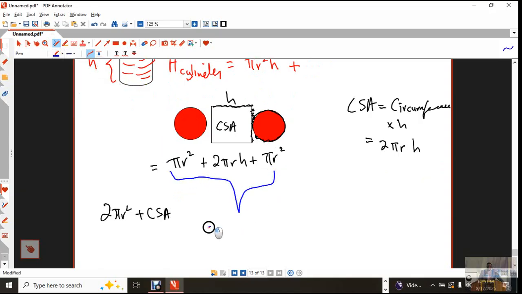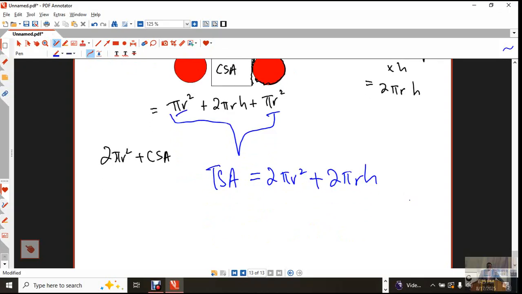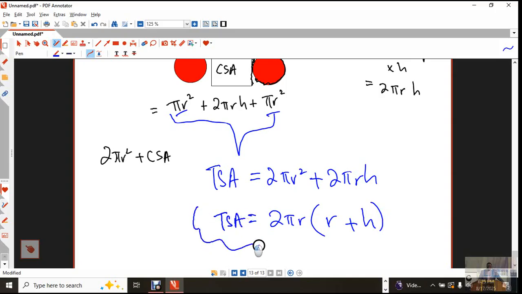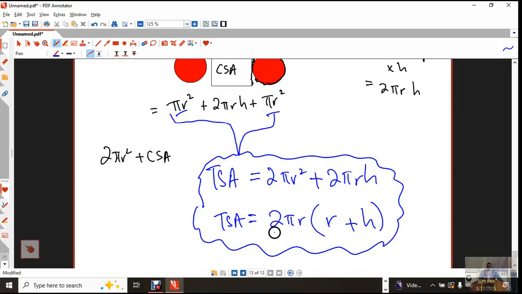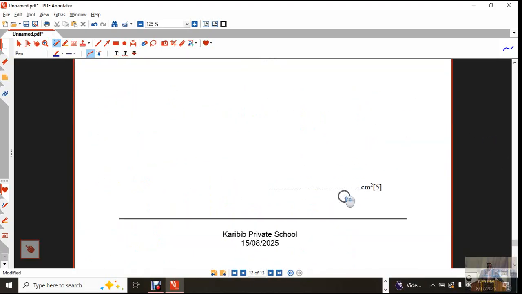Okay, so the TSA is 2 pi r squared because it's this one plus that one, plus the curved surface area, which is 2 pi r h. Okay, the circumference times the height. Now, if we take out, of course, the 2 pi r as a common factor, I'm going to have pi r plus h. In fact, you might have seen this formula somewhere else, and this is basically where it all comes from.